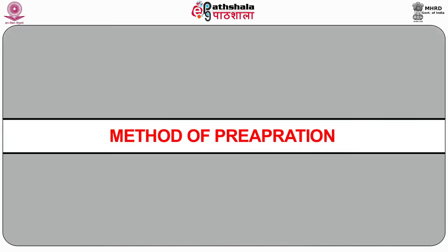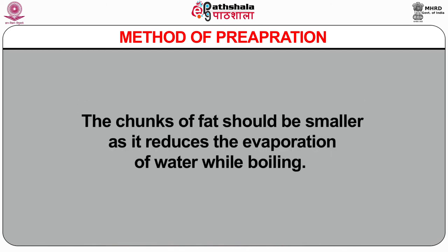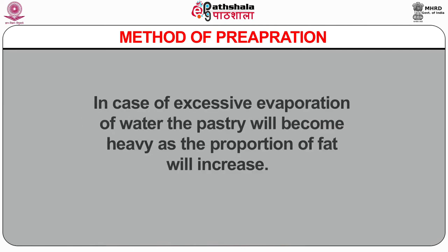Method of preparation. For preparing choux pastry, we need to place a heavy bottom pan with water over heat and boil. Then add the chunks of fat into the boiling water. The chunks of fat should be smaller, as it reduces the evaporation of water while boiling. In case of excessive evaporation of water, the pastry will become heavy as the proportion of fat will increase.